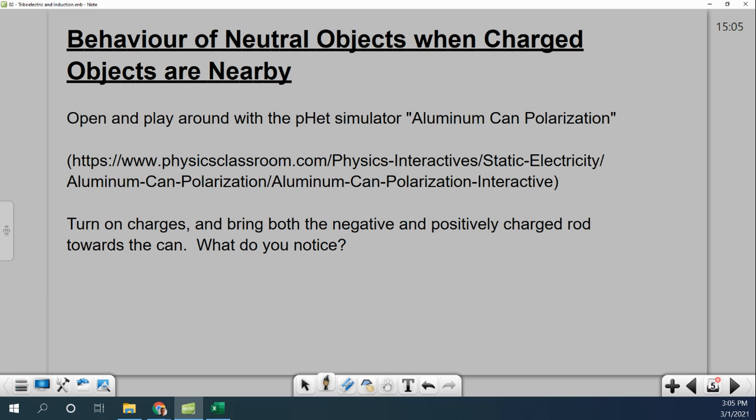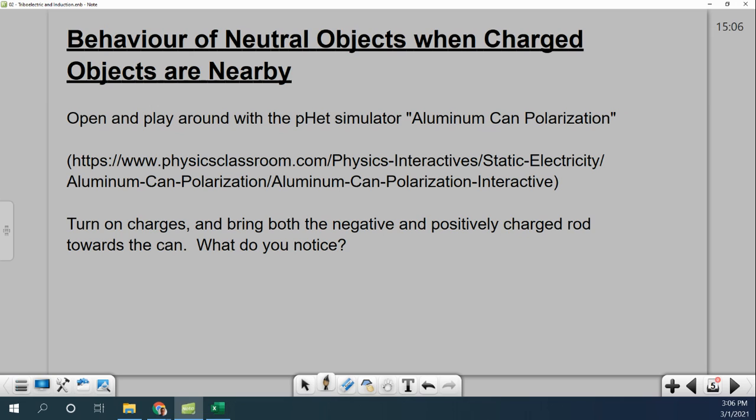All right. Hopefully you guys paused that. You got that section done. We're going to talk now about what you just saw. The behavior of a neutral object when charged objects are nearby. So this is technically the reverse of what we did. We looked at a charged object with neutral objects nearby. Now we're going to look at a neutral object when a charged object is nearby.